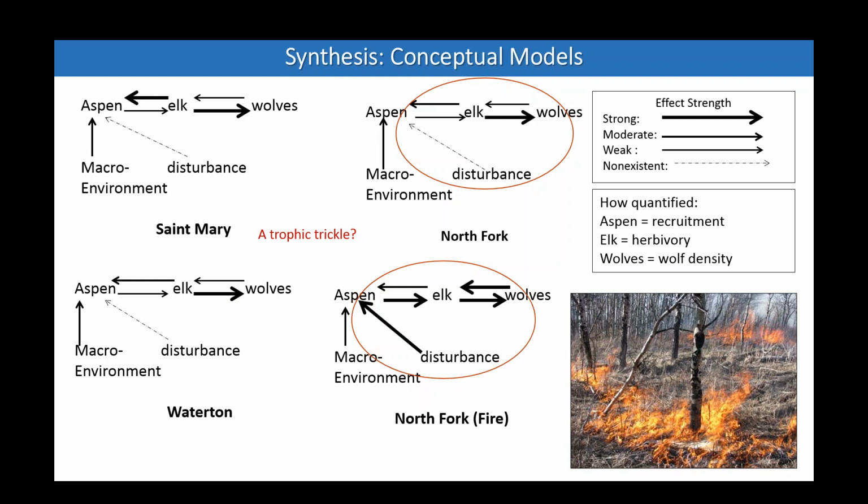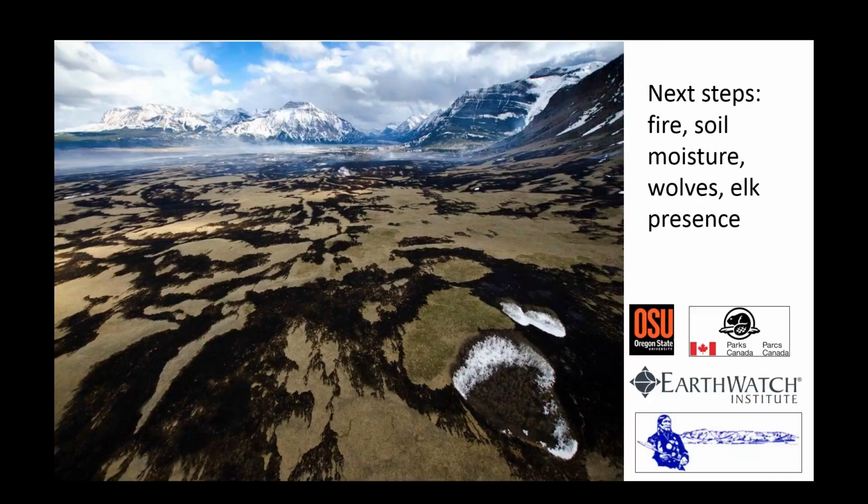So what I found was basically a trophic trickle, that only with a very strong bottom-up factor acting together with a very strong top-down factor, wolves and fire, was there any recruitment. And that moisture and other factors did not have any effect when they were held constant.